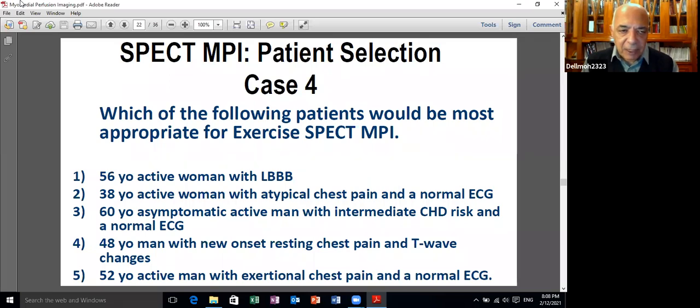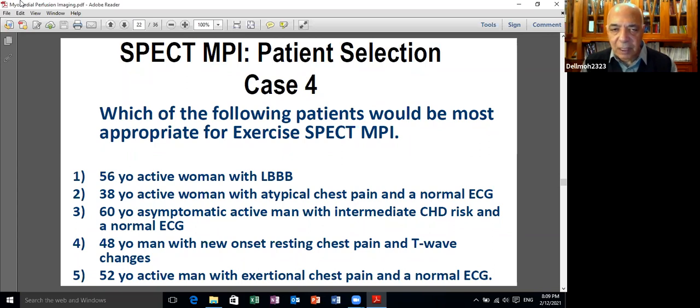Number 1, a 56-year-old woman with left bundle branch block. Number 2, a 38-year-old woman with atypical chest pain and normal ECG. Number 3, a 60-year-old asymptomatic active man with intermediate likelihood of having coronary artery disease and a normal ECG. Number 4, a 48-year-old man with new onset resting chest pain and T-wave changes. And the last choice is a 52-year-old active man with exertional chest pain and a normal ECG.